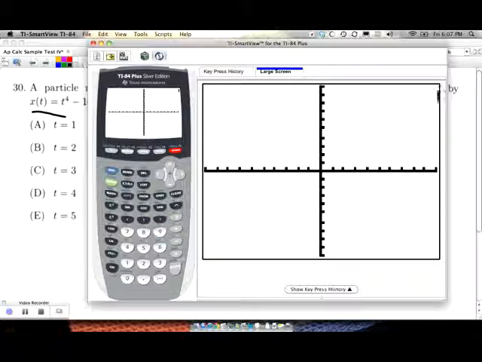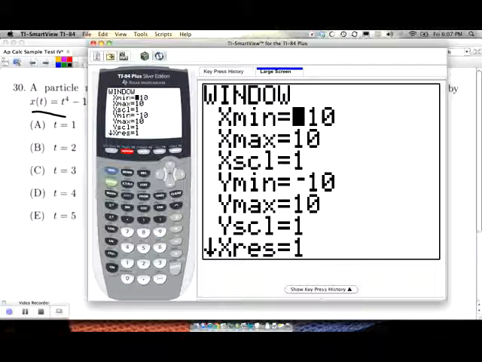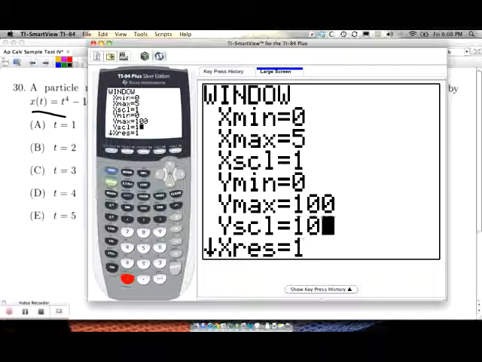So now we graph it, and we're trying to look at where's this greatest term. Well, it definitely looks like somewhere around here, like 4 or 5. So let's change our window here. Let's go from 0 to 5. And then for the y minimum, we know it's not going to be less than 0. Let's go up as big as 100, and we'll do a y scale of 10, just so we don't have marks all over the place.